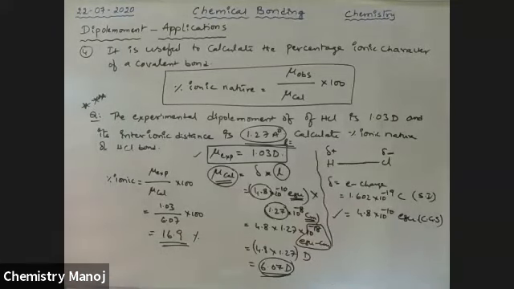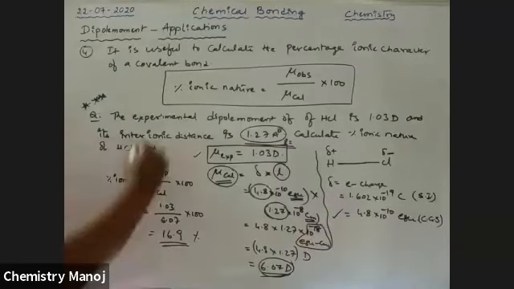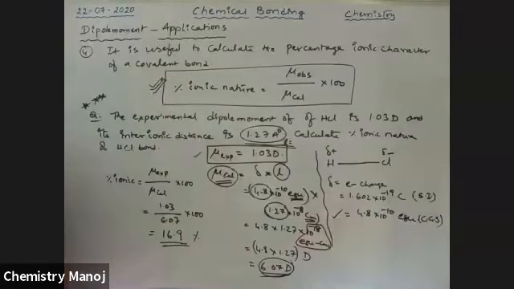Finally we get 16.9. This is the way to calculate the percentage ionic nature of the compound. Very, very important.